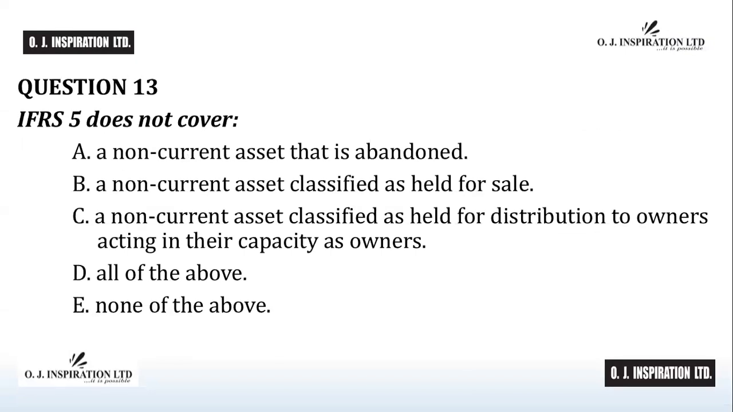Question number 13. The answer to question number 13 is A, a non-current asset that is to be abandoned. IFRS 5 prohibits an entity from classifying a non-current asset or a disposal group that is to be abandoned as held for sale. The basis for this is that non-current assets that are to be abandoned will be recovered principally through continuing use. Assets in options B and C are covered by IFRS 5. A is the answer to question number 13.